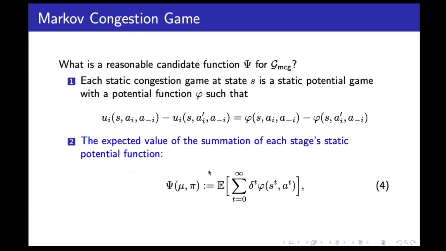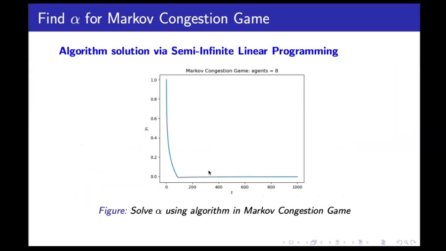So this is the analytical analysis by choosing one candidate alpha potential function. But we also use the semi-infinite linear programming and solve it with an algorithm. So at least in this parameter setting, we can say that alpha is almost zero.